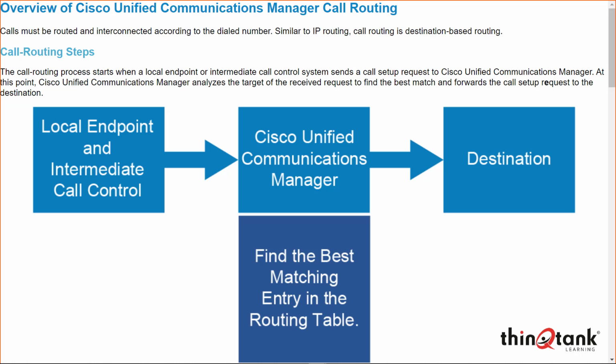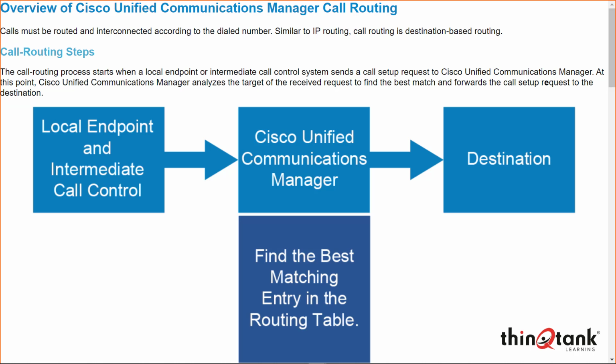A destination could be a trunk, a SIP trunk, or an H323 trunk. It could be a traditional PSTN gateway, like a PRI or a T1 CAS circuit or something like that. Or the destination could be another locally attached endpoint. It doesn't necessarily have to be outside of the system. But in any event, we still have to be able to route that call.